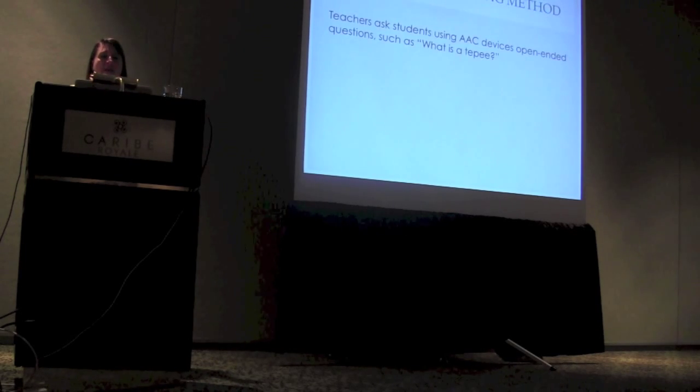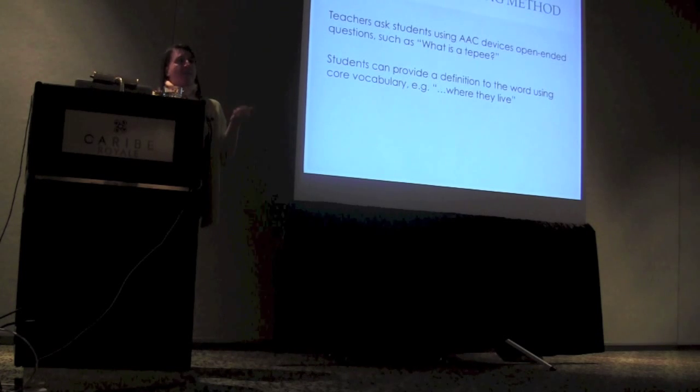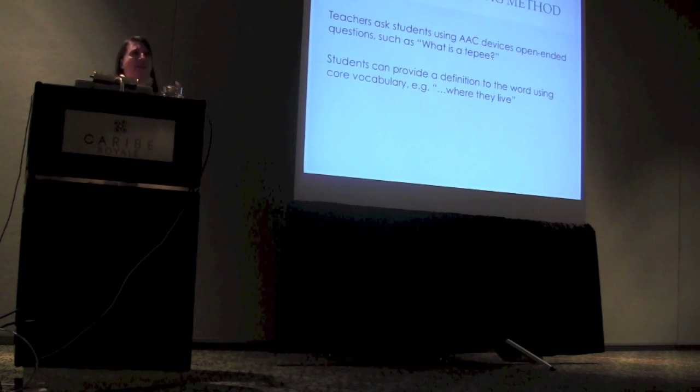Okay, so the teacher says, what is a TP? And the student can provide a definition to the word saying where they live. Okay, where they live are core words. And if your student is at the one-word utterance, what could they say? They could say home. They could say live, right? And if your student is at a 5 to 6 word utterance level, you're going to expect that they will use that language that they have, and they could say it is where they lived, something that they lived in, right? And those are all core words, and I didn't have to program TP in.